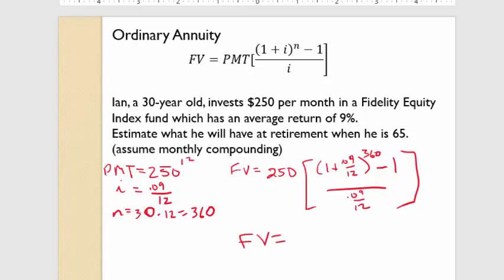So the answer that you get should be $735,446.12. How close did you get? If the number is a lot smaller or a lot larger than this number, you might try it again. But the reason why this is pretty large for a retirement account is because of the interest rate, 9%. That's a pretty high interest rate for an index fund right now.